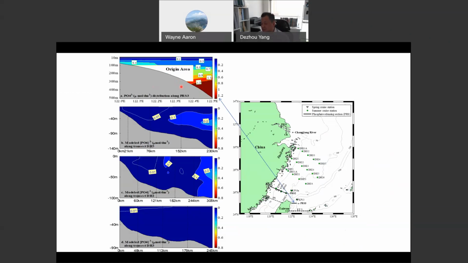We do an interesting numerical experiment. If we set the phosphate in this section to 0, after 3 months, along these 3 transects, the phosphate distribution disappears. It means the phosphate mainly came from the Kuroshio subsurface water.